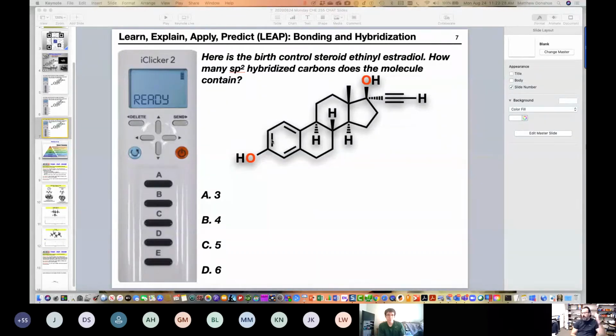How many sp hybridized carbon atoms do we have? sp present in the molecule.